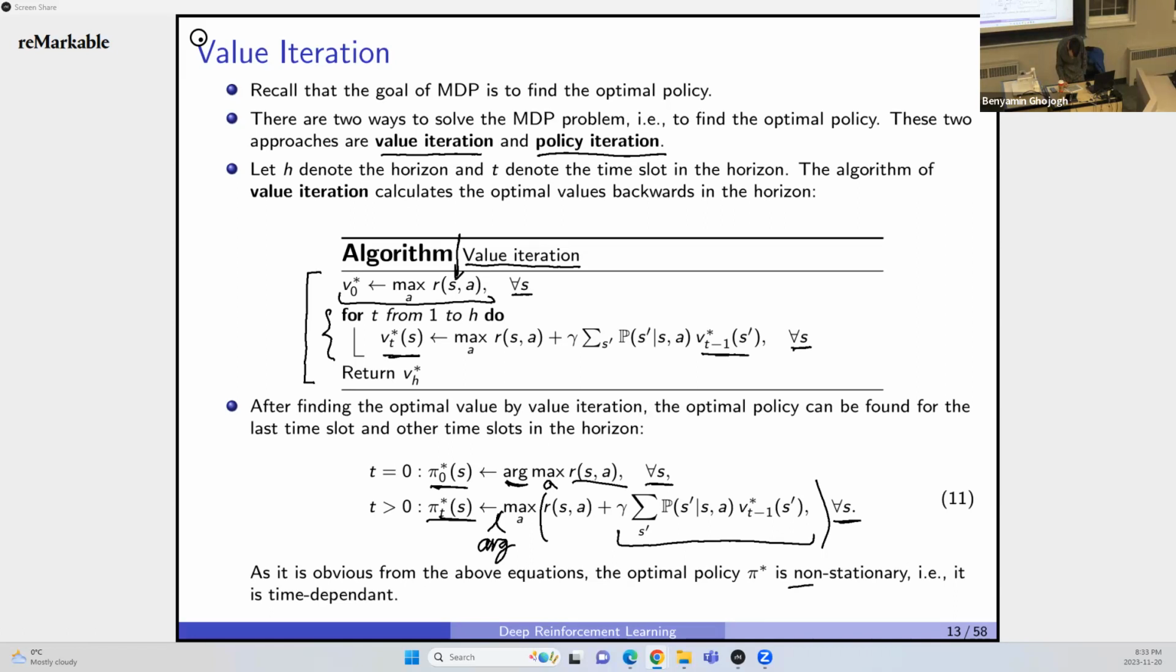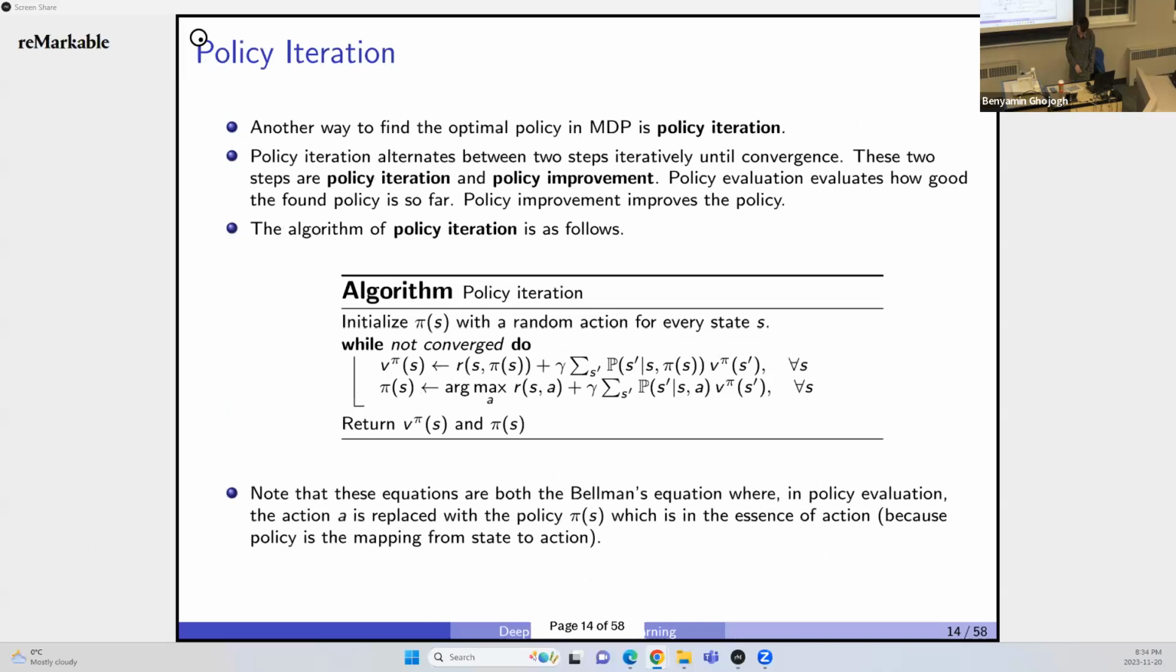And the policy here is non-stationary. It means that it is time dependent, obviously, because it depends on state and the state depends on the time. It becomes more interesting. Just bear with me, okay? Policy iteration is another algorithm for that. In policy iteration, we have two steps. Policy evaluation, I apologize for these typos. Policy evaluation and policy improvement.